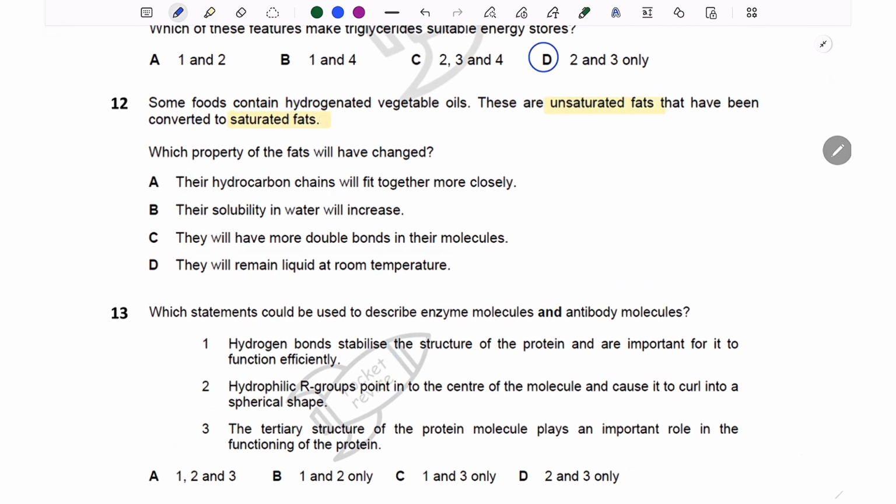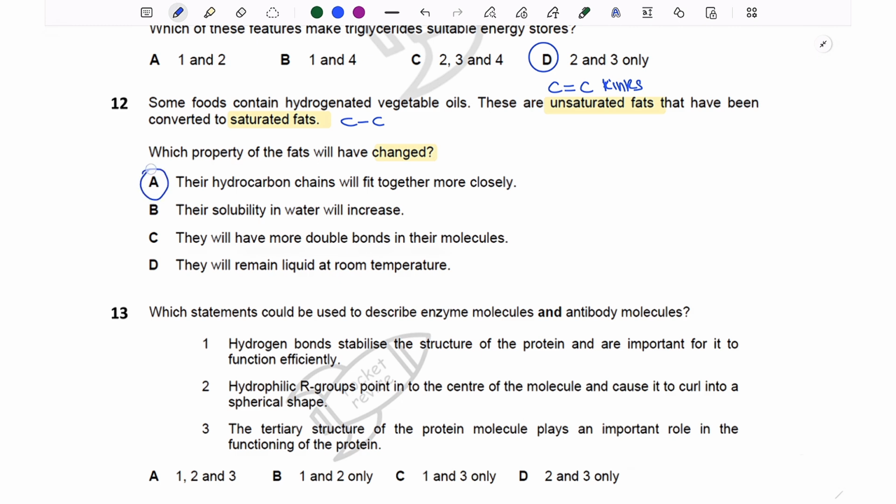Unsaturated and saturated fats. Unsaturated are going to have carbon-carbon double bonds, and they're going to have kinks. And saturated fats have carbon-carbon single bonds. So they have been converted from this to this. Which property of the fats will have changed? So we'll see which one changes because of this. Their hydrocarbon chains will fit together more closely.